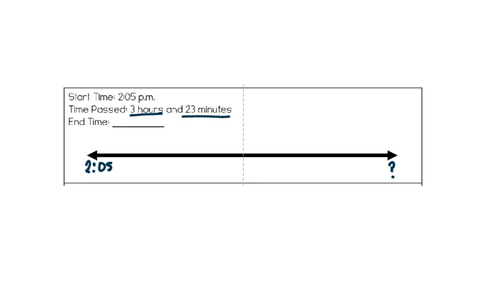We're going to start by doing our hours first. We're going to plot down our hours first. We have 3 hours. You can choose to do your hours all together, one big jump of 3 hours, or you can do each hour individually. I'm going to go ahead and do it individually. So at 2:05, I have 1 hour. So an hour later would be 3:05. I have another hour, then that would be 4:05. And then another hour, which would be 5:05.